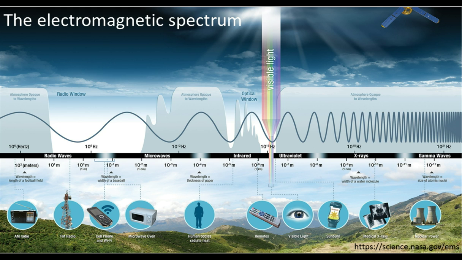So here we see the electromagnetic spectrum, and modern spectroscopy really extends through all ranges of the electromagnetic spectrum. On the low energy side, there are radio waves and microwaves. Microwaves mainly target rotational modes in molecules. In the infrared, we can observe vibrational modes of molecules.